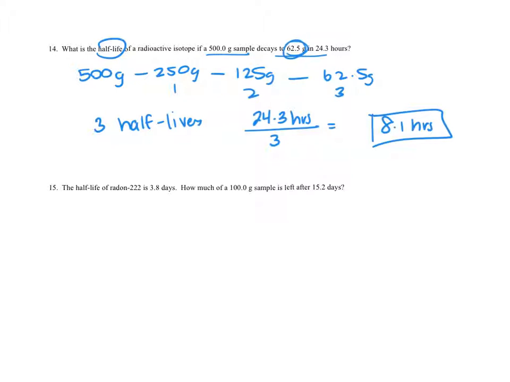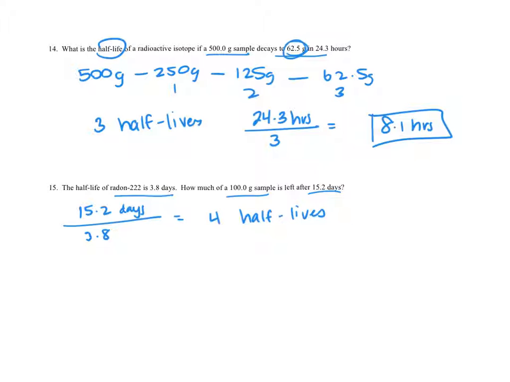So if we do 15, it says the half-life of radon is 3.8 days. How much of a 100 gram sample is left after 15.2 days? So we're going to do things a little bit different here. Because you're given 2 times, what you're going to do is take 15.2 days and divide that by the half-life, 3.8, and that's going to give you that this thing is going to decay 4 times in that length of time. So if each half-life takes 3.8 days, well, in 15.2 days, you can reach 4 half-lives.